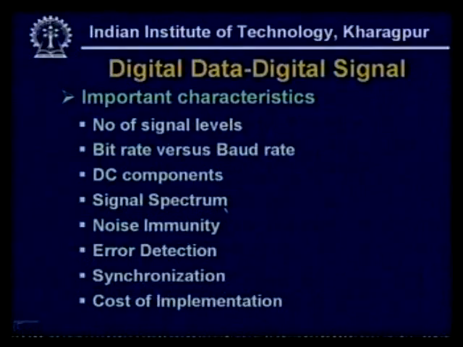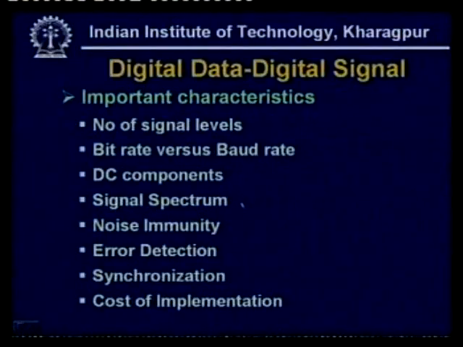Then comes the question of signal spectrum. Signal spectrum will play an important role because the bandwidth of the signal that you are trying to send through a medium will decide whether it will be distorted or not. That means the bandwidth has to match with the transmission media. So, signal spectrum has to be taken into consideration when we do the encoding.